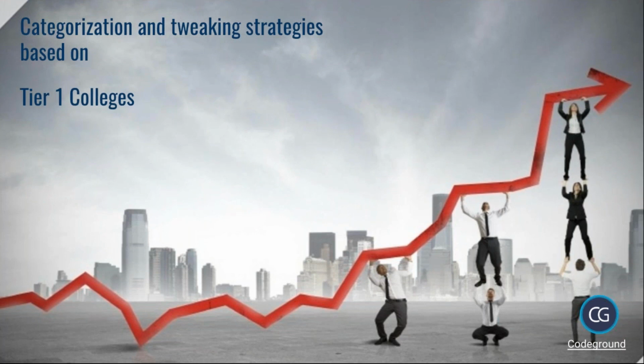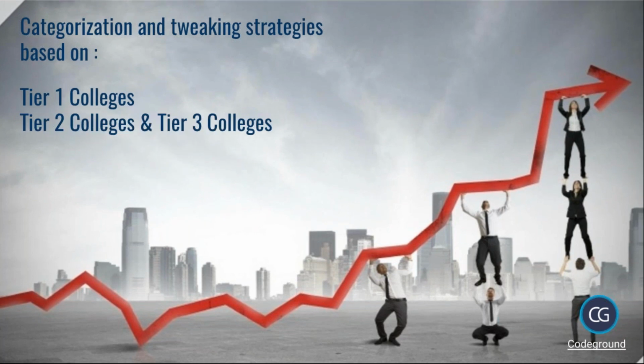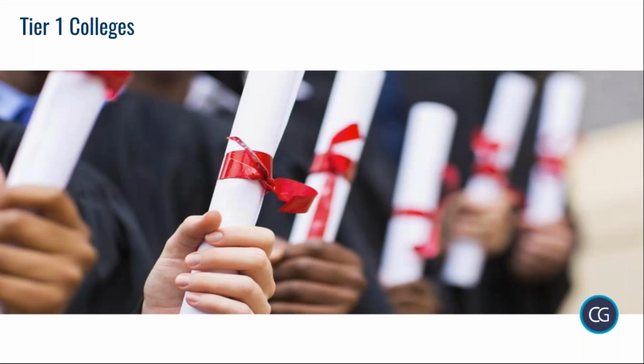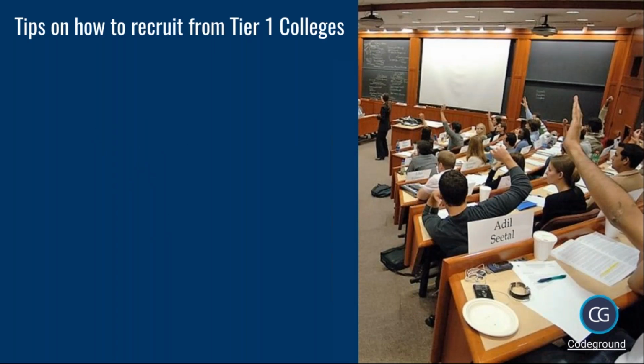Categorization and tweaking strategies, as we were saying, based on Tier 1 colleges. And you also have Tier 2 and Tier 3 colleges. Let's look at Tier 1 colleges. Even though with time the differences have become limited, yet there is a distinctive distinction between Tier 1 and other colleges in terms of candidate assessment and also the CTC offered to them. Here, we'll discuss some of the tips for recruiting through top pedigree campuses in a very effective manner.